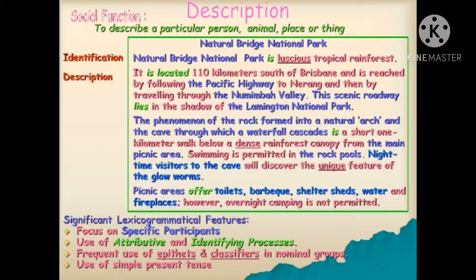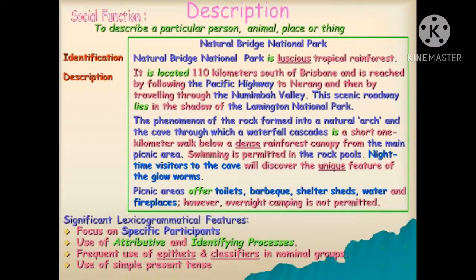So for the words or sentences that are purple color, they must be specific participants. For example, Natural Bridge National Park, and then the Pacific Highway, the Nambilai Valley, the Scenic Roadway, the Lamington National Park, and the others that are purple color, they must be specific participants.